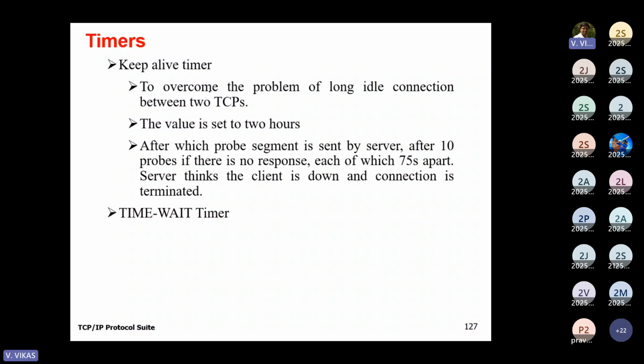Then we have something called the keepalive timer. For example, you are not hearing anything from one of the sides, be it server or client. You don't want to keep the connection as it is forever. At some point of time we need to close the connection. So to overcome a long idle condition between two TCPs, we set this value. The value is set to 2 hours, after which a probe segment is sent by the server. After 10 probes, if there is no response, we close the connection.